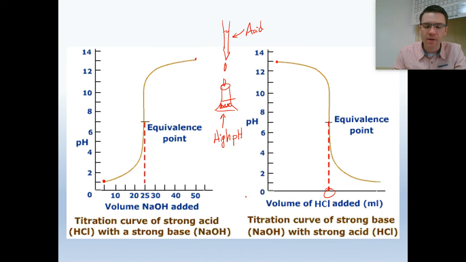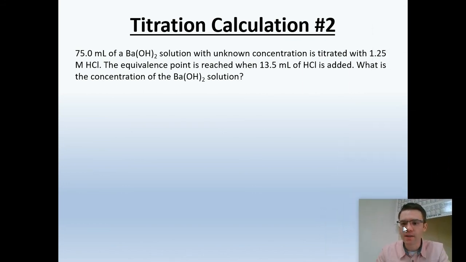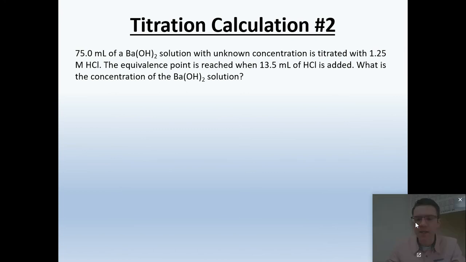I still care about the amount of HCl added, but you don't always have the unknown underneath being the acid. It could be the base. So let's look at one that is the base. This problem says 75 milliliters of barium hydroxide solution with an unknown concentration is titrated with 1.25 molar HCl. The equivalence point is reached when 13.5 milliliters of HCl is added. What is the concentration of barium hydroxide solution?